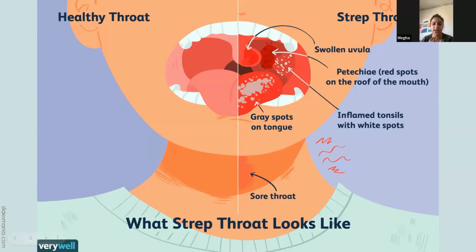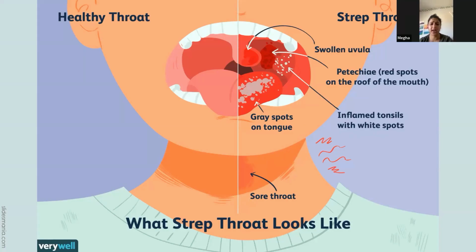In terms of what it looks like, when you go to the doctor, they'll often look in the throat and see these white spots, usually in the back of the throat by the tonsil area and by the roof of the mouth, but farther back. You could sometimes see even red spots and then a swollen uvula that's in the middle of the tonsils. Even if there's just white spots or just some red spots in the back of the throat, that makes us pretty suspicious for strep throat. Having some gray spots on the tongue is not quite as common as the white spots in the back of the throat, but that can also happen.